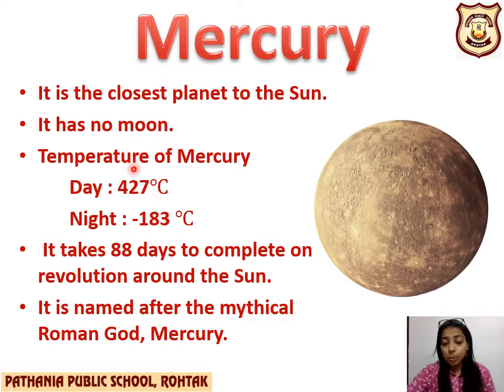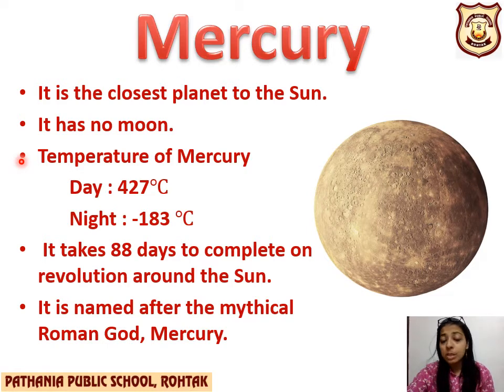The temperature, because it is so near to the sun, what is the temperature there? In the day the temperature is 427 degrees Celsius, but on the other hand at night it gets so cool that the temperature falls down to minus 183 degrees Celsius. See, both the temperatures are not suitable for life. At 427 and minus 183, we are unable to survive.